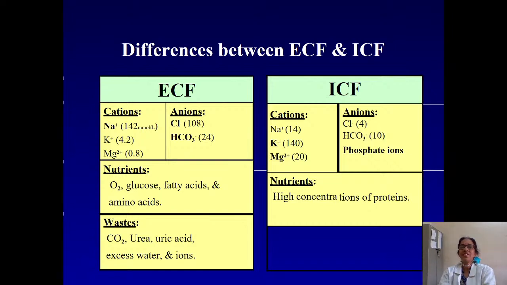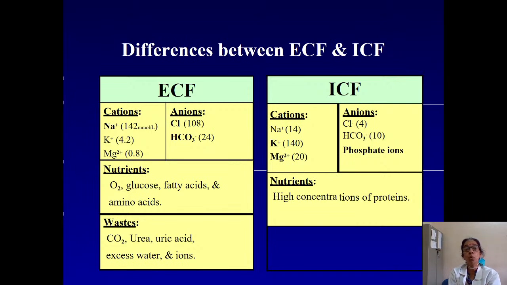Next, what are the differences between ECF and ICF? Here, the important anions and cations you should remember: in the ECF, sodium and chloride are very much more. Sodium is 142 in the ECF, whereas in the ICF it's only 14. Chloride is 108 in the ECF and 4 in the ICF. Bicarbonates are also more in the ECF, about 24, whereas in the ICF it is 10. So you should remember sodium and chloride.